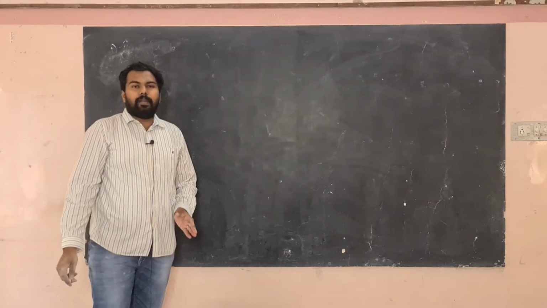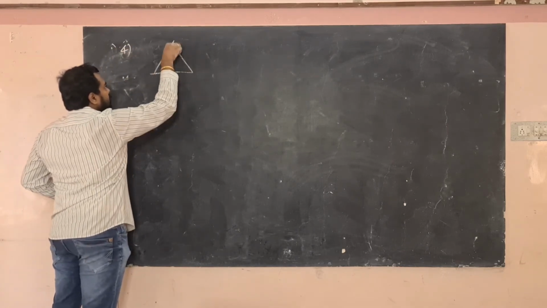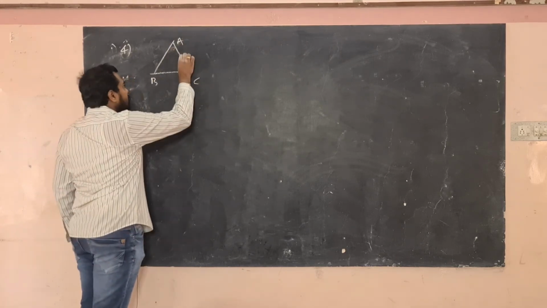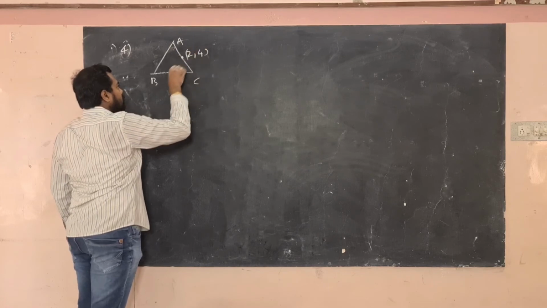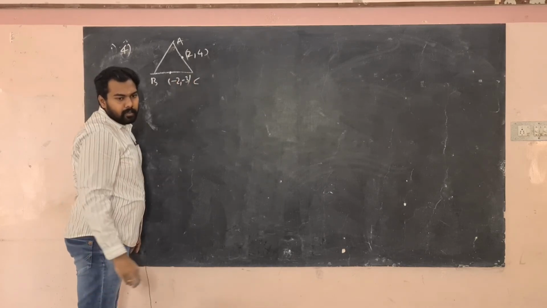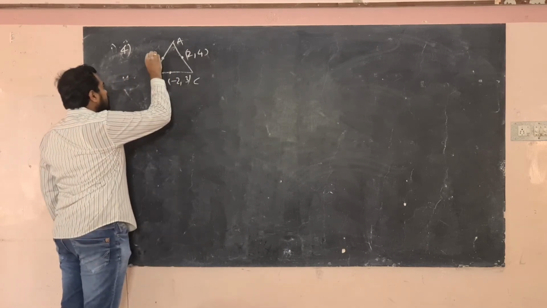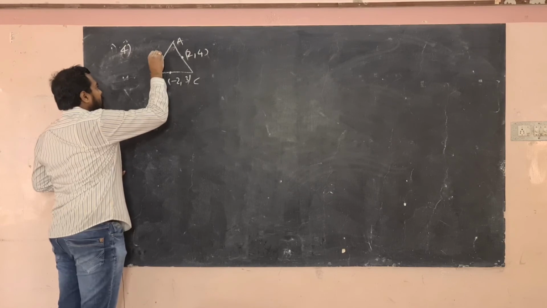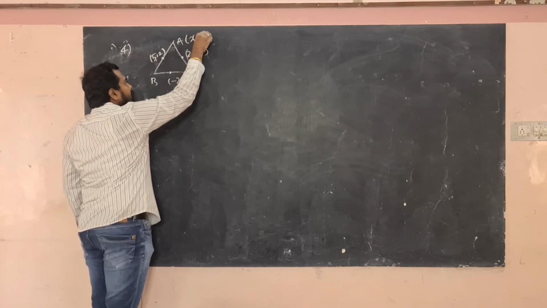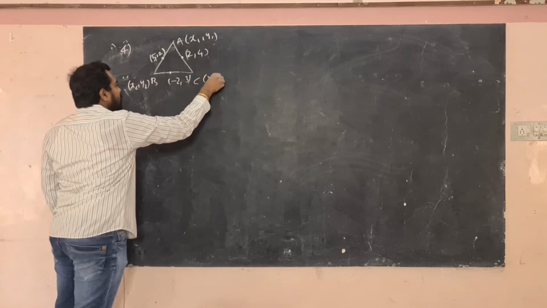So the fourth sum: the midpoints of the sides of the triangle. We have a triangle, and they have given the midpoints. I am going to write this as A, B, C. They have given the midpoints as 2, 4; -2, 3; and 5, 2. We have to fix A as x1, y1, B as x2, y2, and C as x3, y3.